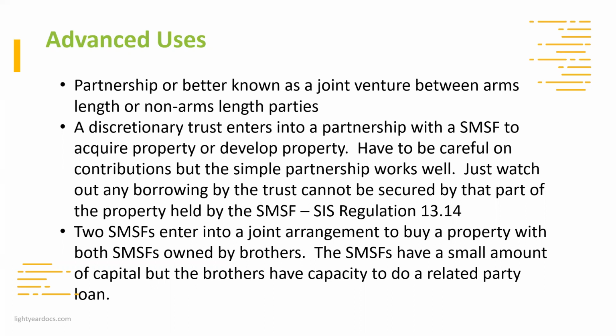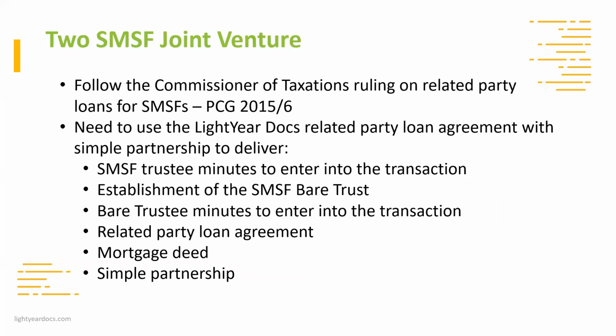So we've got down the bottom one, two SMSFs going into a joint arrangement to buy a property, both SMSFs owned by the brothers. The SMSFs have a small amount of capital, but the brothers have capacity to do a related party loan. Again, we'd use a simple partnership, although at that stage it's obviously going to be a big ticket. So if we want to do that, we could jump on the LightYear Docs site and look for related party loans with property. So we need to work out the partnership agreement.